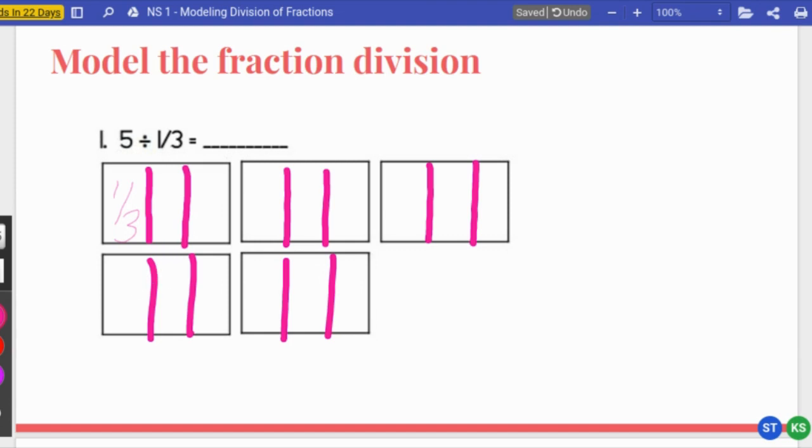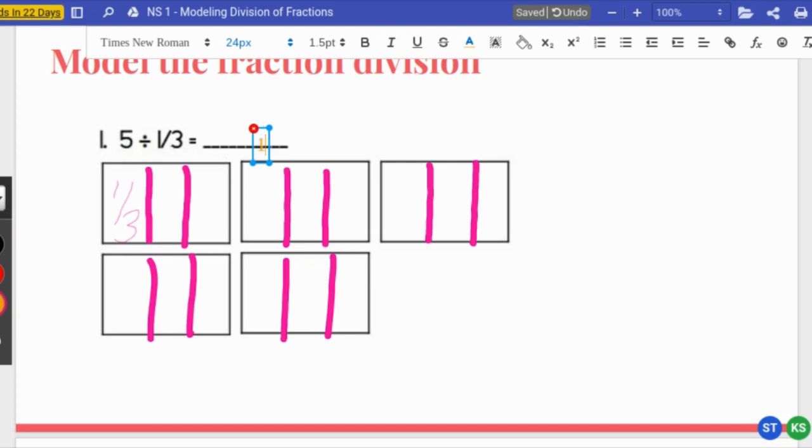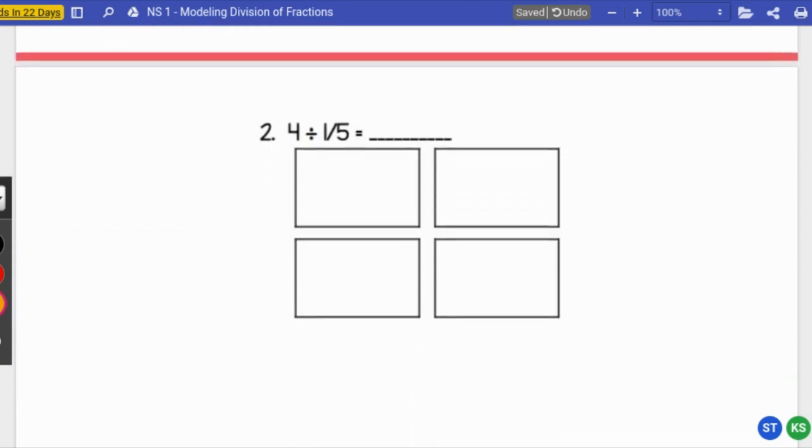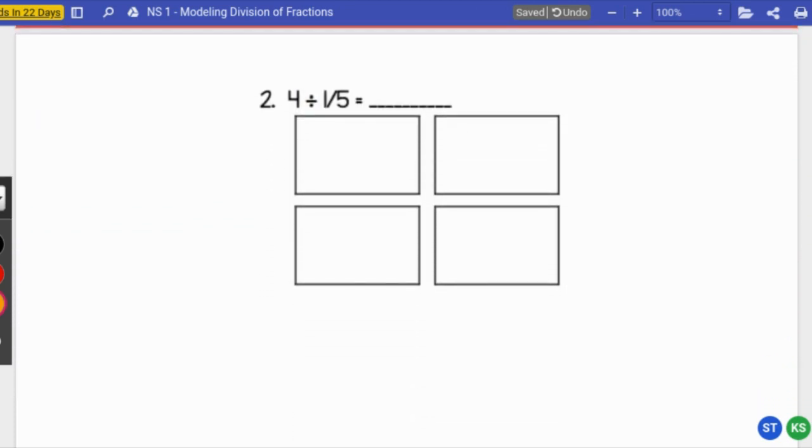There are 15 1/3s in 5. So the correct answer to 5 divided by 1/3 is 15. There are 15 1/3s in 5. Let's try another one. We have 4 divided by 1/5.